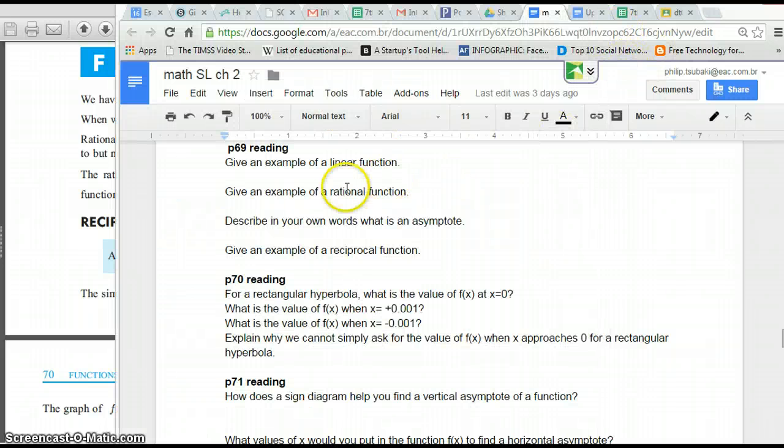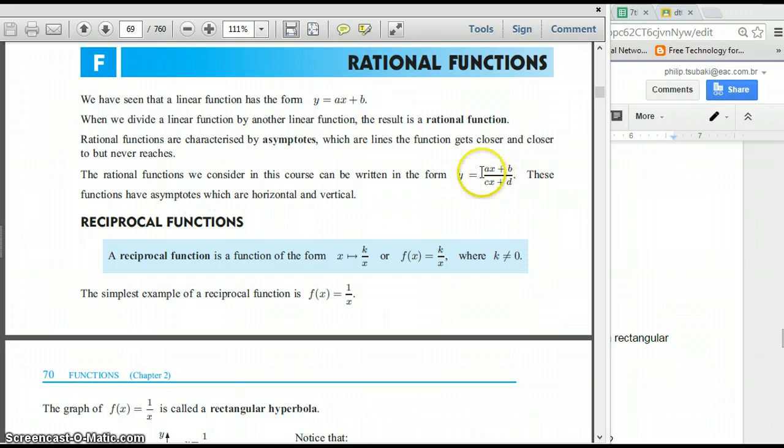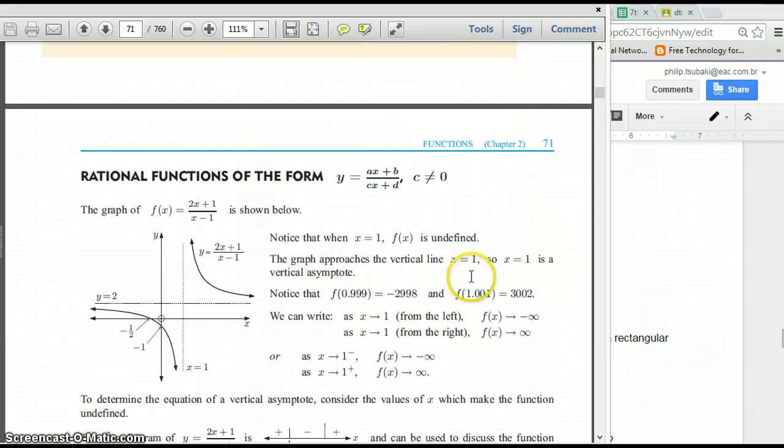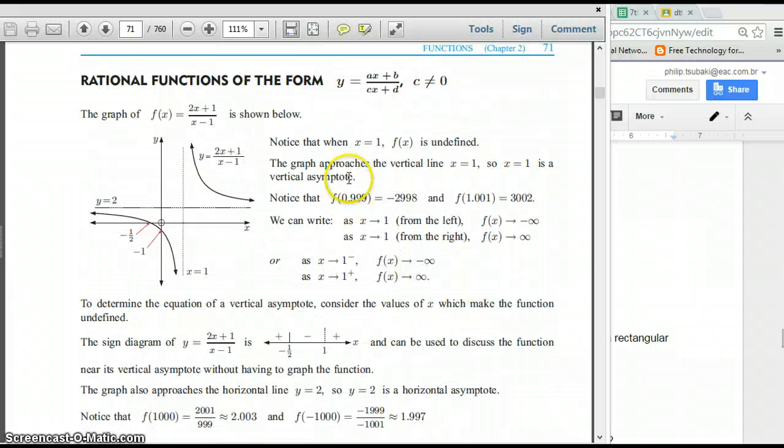All right. Give an example of a rational function. Well, a rational function is just a linear function divided by another linear function. For example, like that. Okay, except the a's, b's, c's, and d's are going to be actual numbers. So an example of a rational function would be y equals 3x plus 1 divided by 2x plus 5, for example. Like this. That is a rational function.